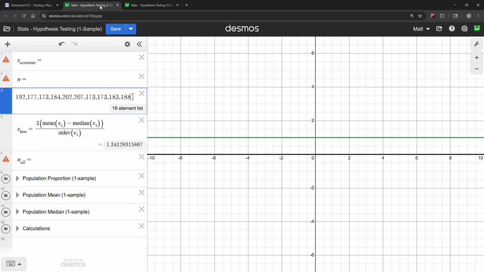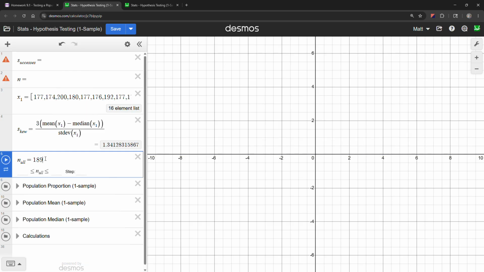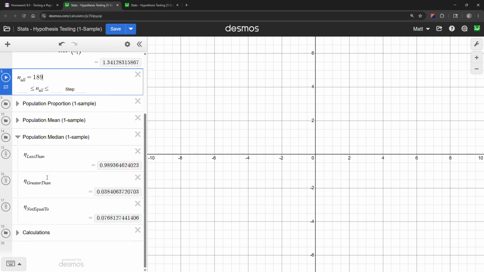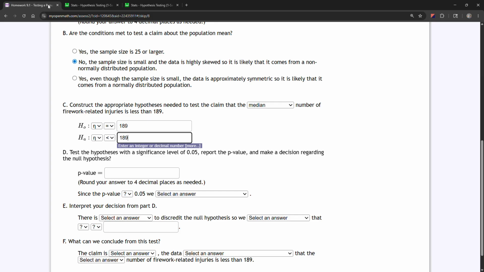Clicking back over to Desmos, we can plug in that numerical value from our hypotheses as that value for the null. And then now, since we know we're testing a claim about the median, we'll jump down to this population median section, and we have three different p-values where it's up to us again to choose the correct value for our test. In this case, our p-value is 0.9894.